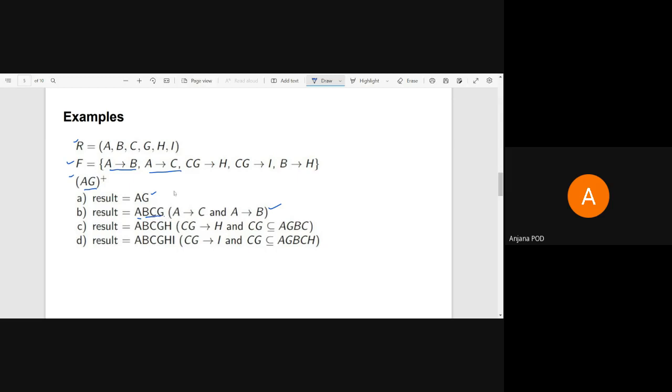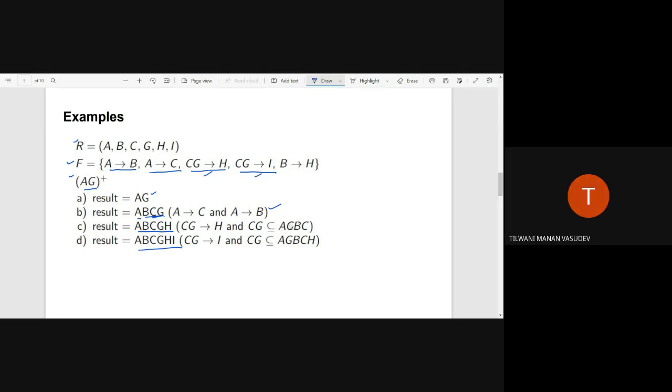Then let's check whether any other attribute is getting satisfied. We have CG, and CG determines H, CG determines I. So we get ABCGH and then ABCGHI, because we have these functional dependencies. So is the closure set clear? Yeah.